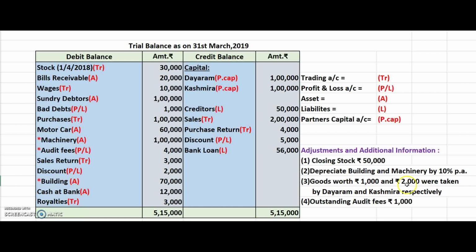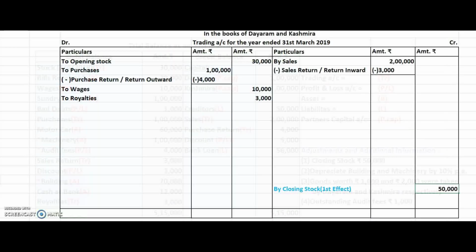थर्ड एडजस्टमेंट, goods worth 1000 and 2000 were taken by Dayaram and Kashmira respectively. अब ये कोई रास्ते चलते हुए लोग नहीं है, ये मालिक है इस बिजनेस के. उन्होंने गुड्स, हो सकता है अपने घर के लिए, अपने घर वालों के लिए कुछ सामान ले लिया. पहला वर्ड जो है गुड्स, वो बहुत इंपॉर्टेंट है, क्योंकि गुड्स का कोई भी काम ऑफिस में पीएनएल में नहीं होता. जैसे ही आपको गुड्स दिखाई दे, सबसे पहले आपको ट्रेडिंग अकाउंट में जाना है. गुड्स लेके गए मतलब क्रेडिट व्हाट गोज आउट, तो फर्स्ट इफेक्ट यहां पर आएगा.